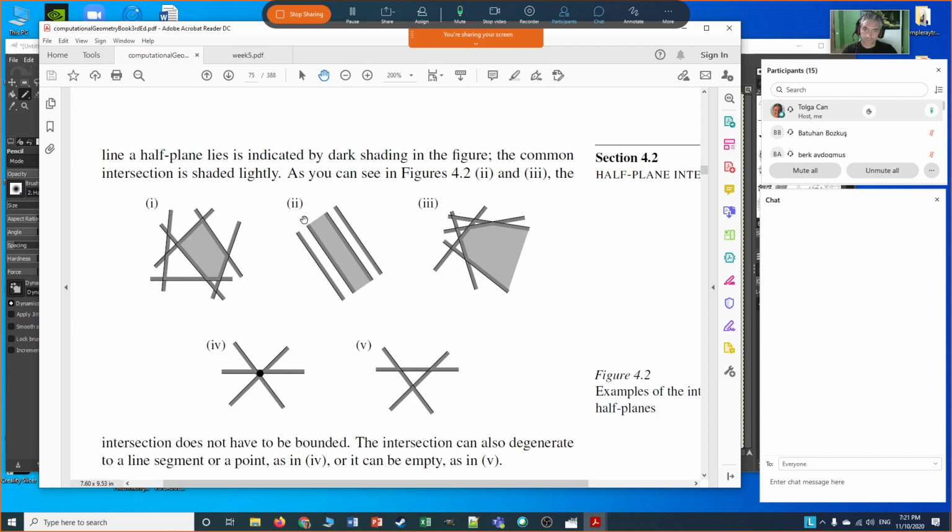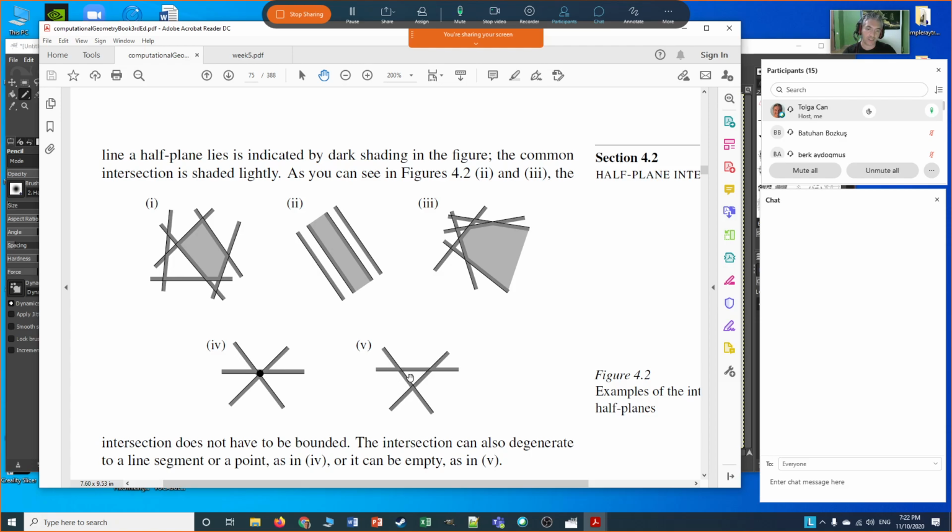In 2D, 3D, it may be unbounded. The intersection may be an unbounded region. It may be unbounded in both directions. It may be unbounded in one direction. It may be a single point. The feasible region may be a single point, or it may be an empty set.